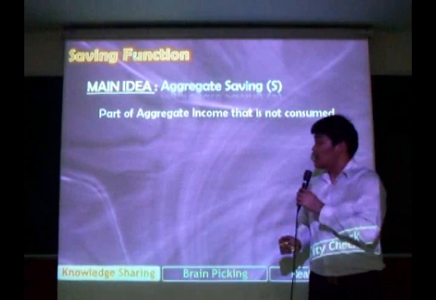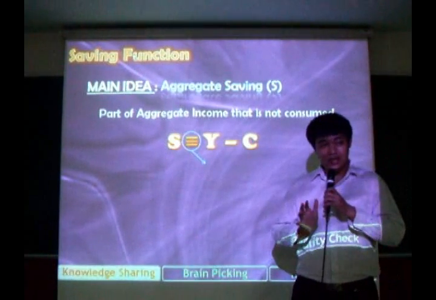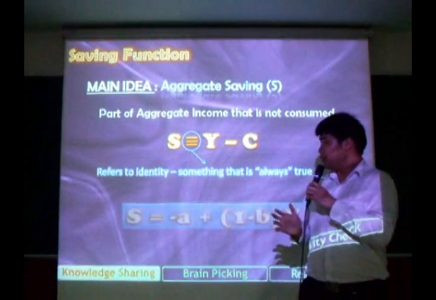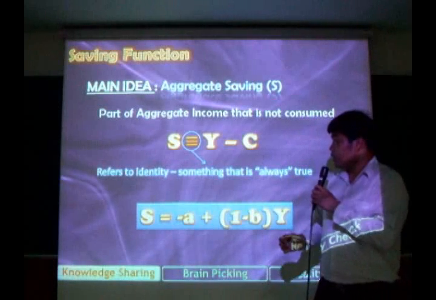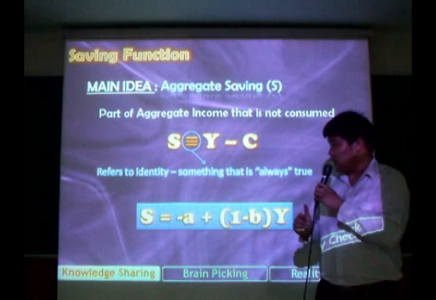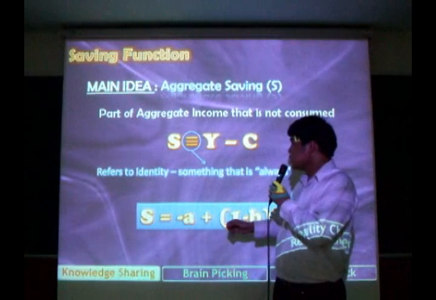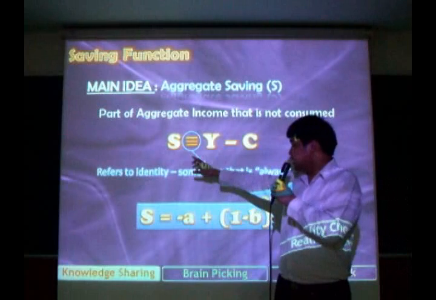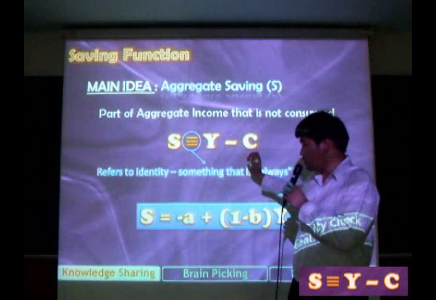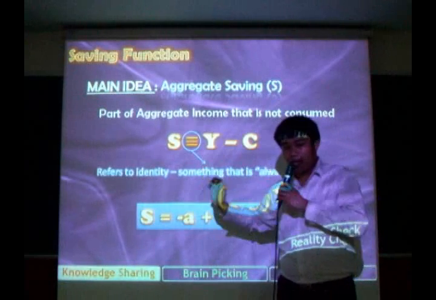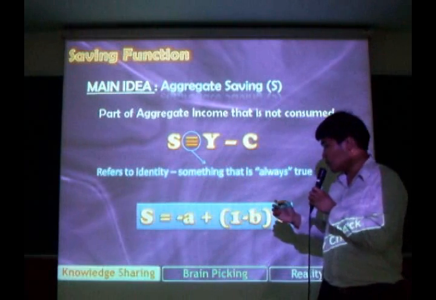Saving function, the main idea is aggregate saving. Okay, usually when you have money, there are only two ways to deal with it. First, spend or save. So the amount that you can save depends on the level of spending, consumption. So saving means total income minus consumption. And this is one way to identify it. This thing is always true, always a fact.